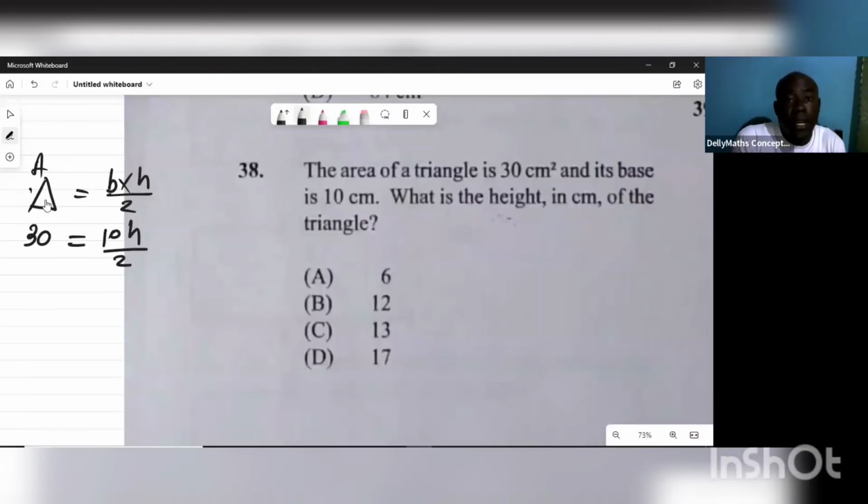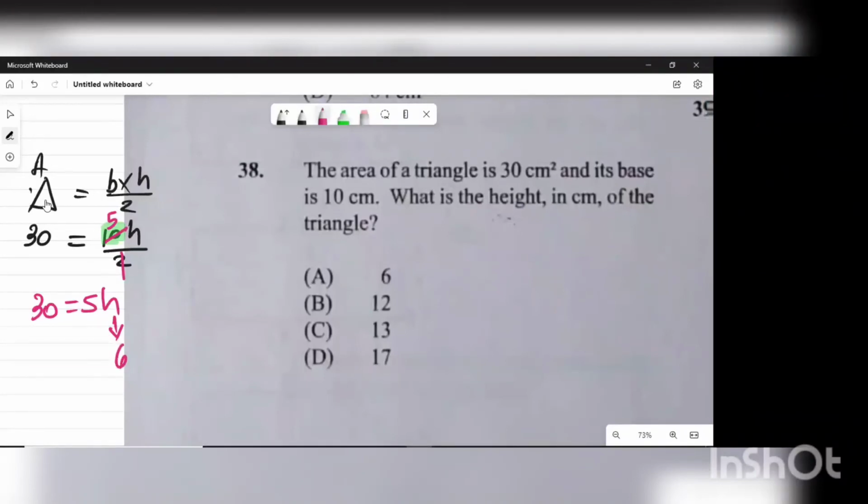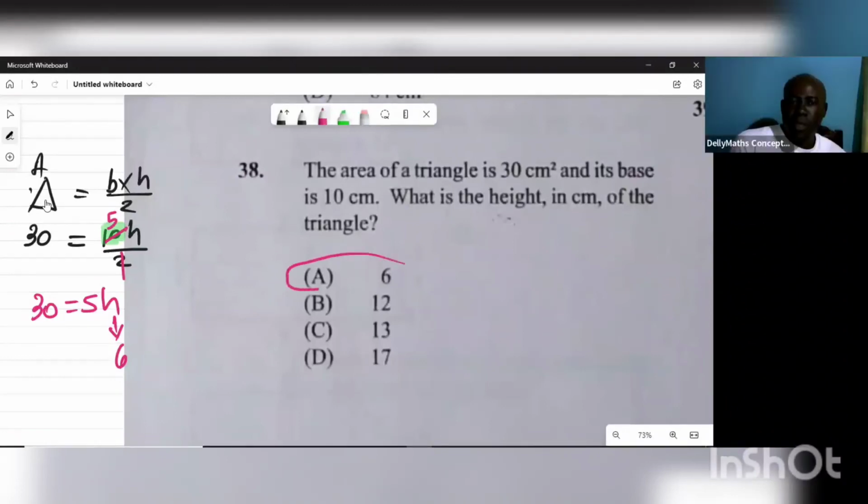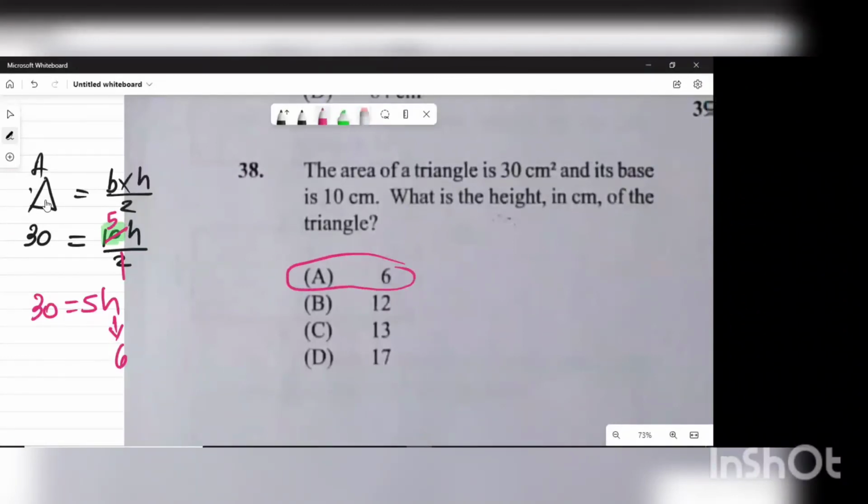I am only putting what they're giving me, so I'm not stressing anything. Base times height over 2. We're told that the base is 10, hence I could put 10 right here, and then h. We could cancel down this: 2 into itself 1, 2 into 10 is 5. So 30 is equal to 5h. Well, if 30 is equal to 5h, what is h mentally? 5 times h gives me 30, so h must be 6. So that's mentally.